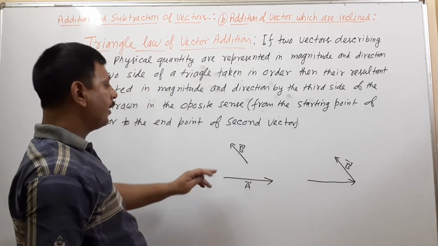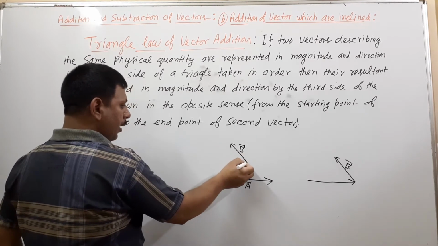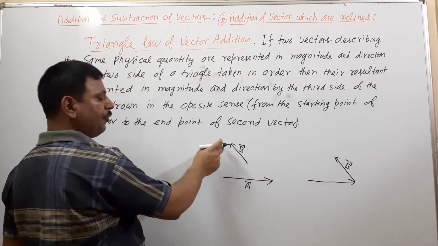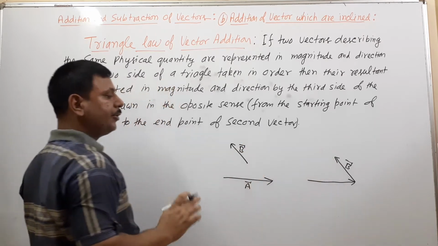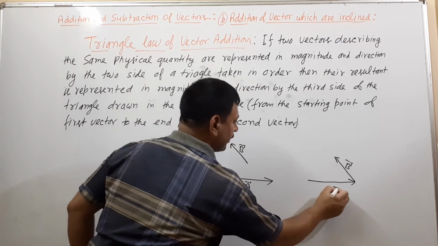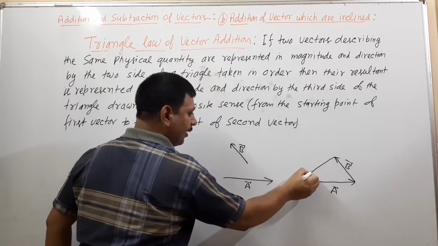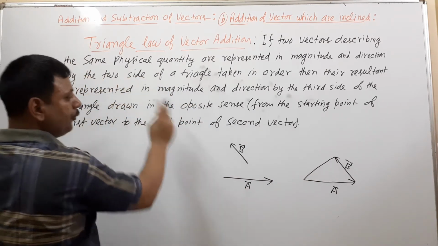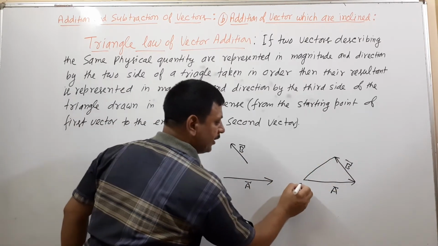I have told earlier, for free vectors the initial point is not important. If you draw the same direction and the magnitude is the same, then they are equal vectors. This vector A, this vector B. If you make the triangle like that, what they have said is, if two vectors are represented by two sides of a triangle, this is the triangle.